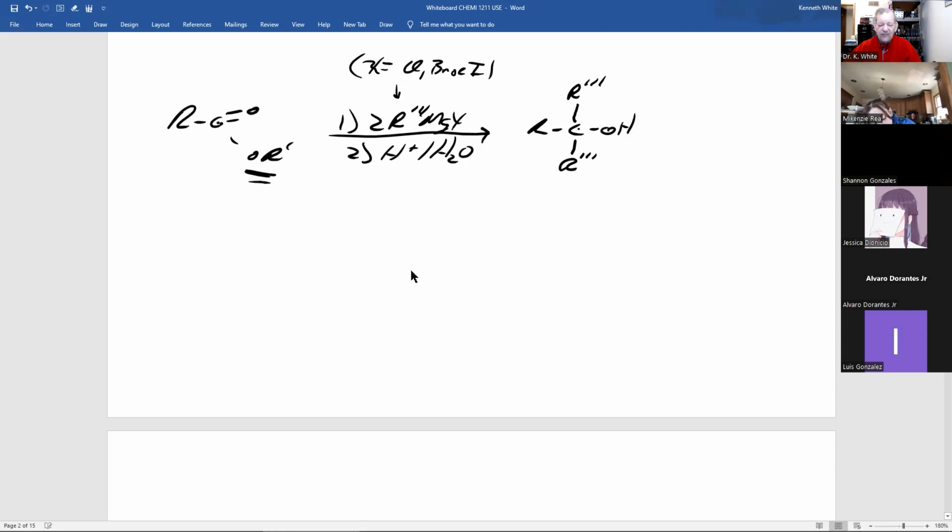But what about this? It gets kicked out. Notice how violent we are. Gets kicked out to give that second alcohol. Now, I'm going to show you a mechanism. It's one of the few times this will not be on a test. This attacks this and kicks that out.